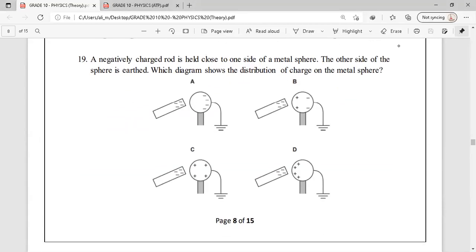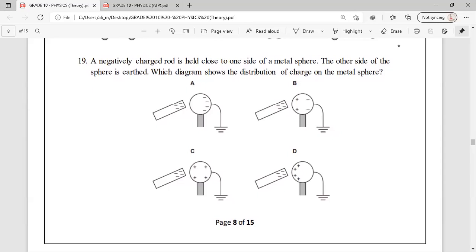Then let's see question number 19. A negatively charged rod is held close to one side of the metal sphere. The other side of the sphere is earthed. Which diagram shows the distribution of charge on the metal sphere? So we have three things. One is the negatively charged rod, one is the metal sphere, and the third is ground.